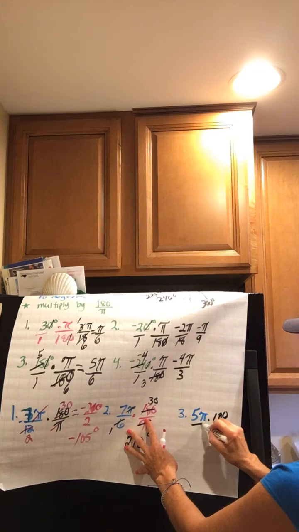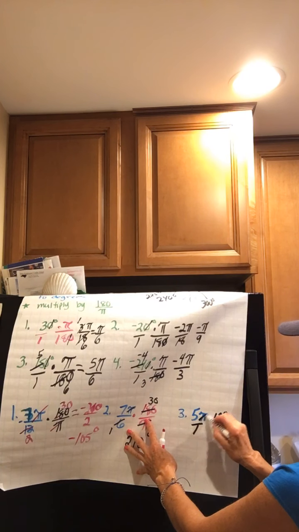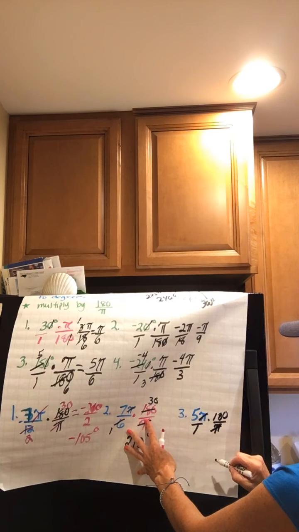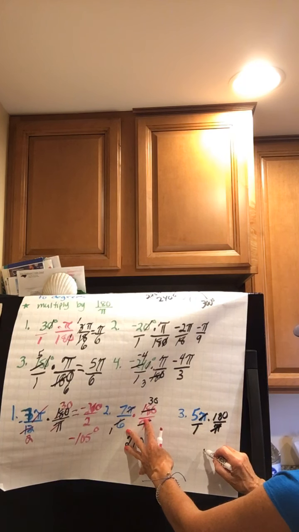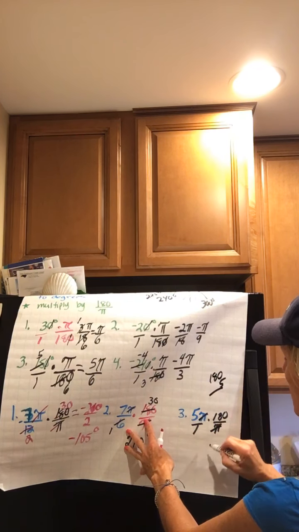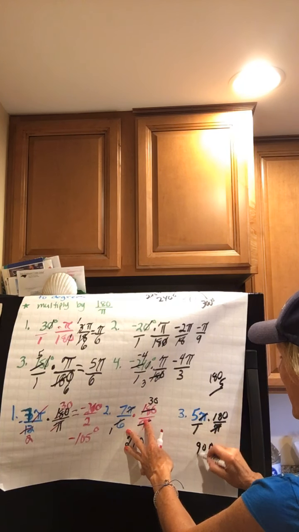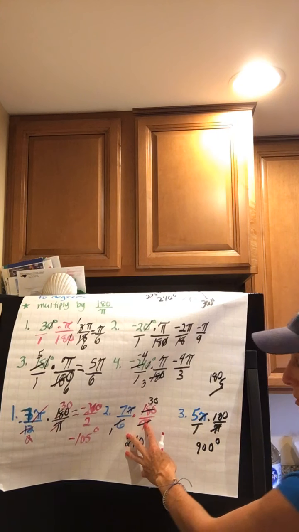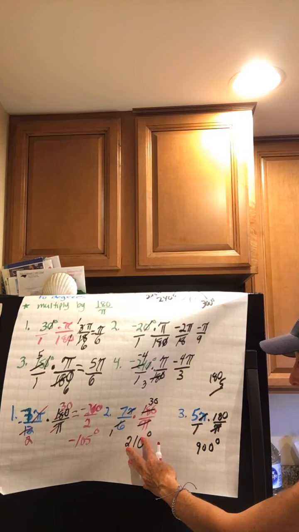Okay, and then if you look here, the pi's would cancel out, and that would be, let's see, 180 times 5, so that'd be 0, and then 40, carry your 4, 900 degrees. There's your answer.